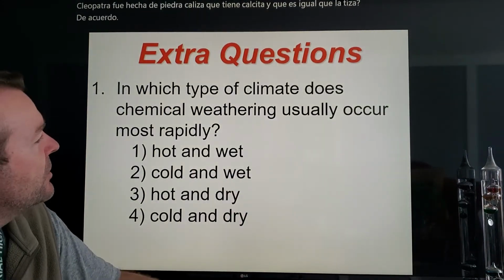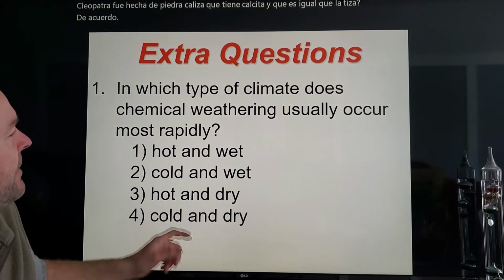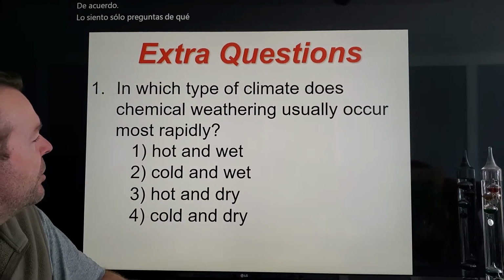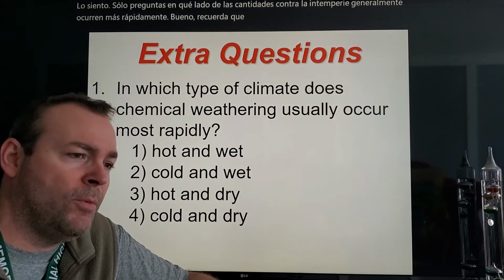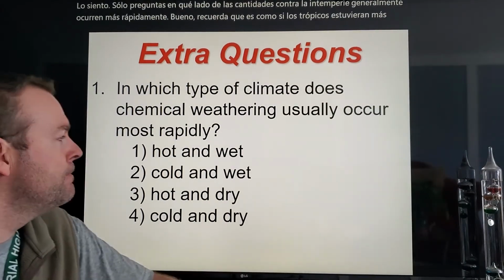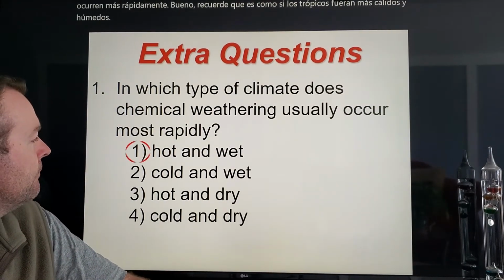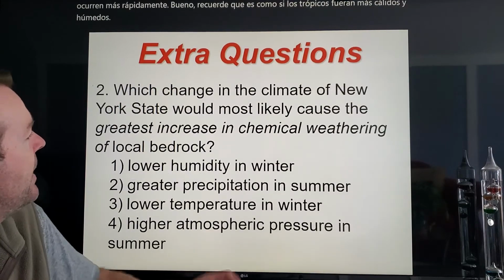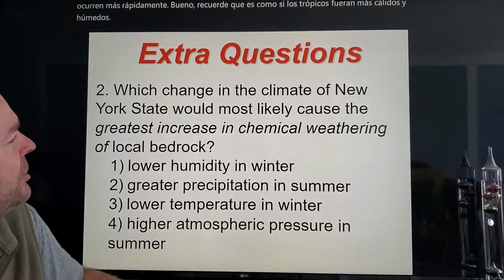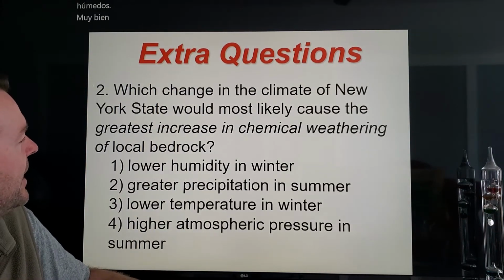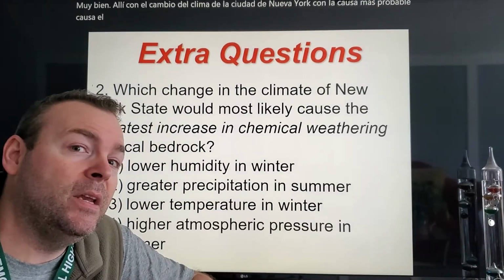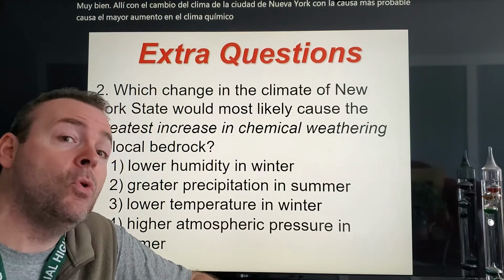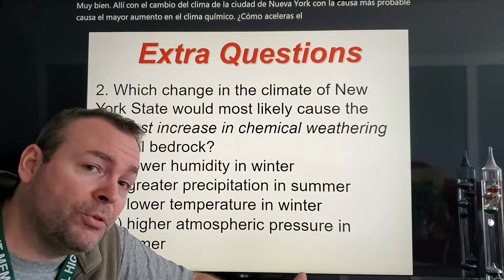A couple of summary regents questions. In which type of climate does chemical weathering usually occur most rapidly? Well, remember, that's like the tropics. It's going to be warmer and more moist. All right. Second one there: which change in the climate of New York State would most likely cause the greatest increase in chemical weathering? How could you speed up chemical weathering? Well, you'd have to add more moisture and increase the temperature.